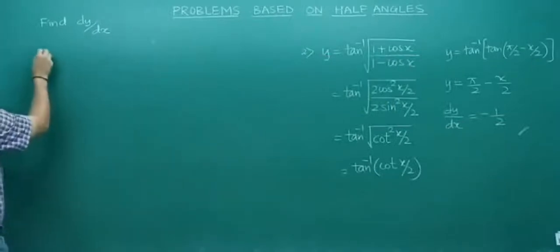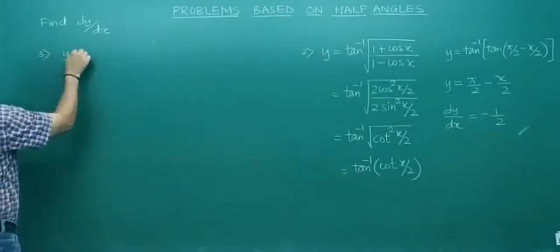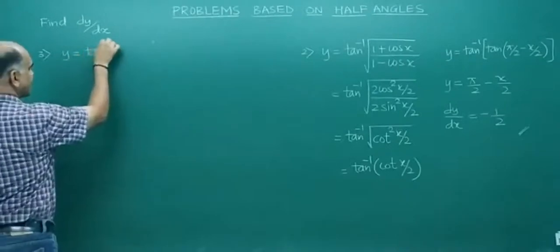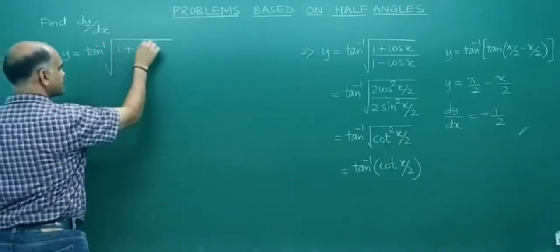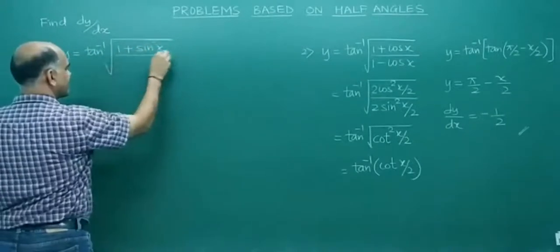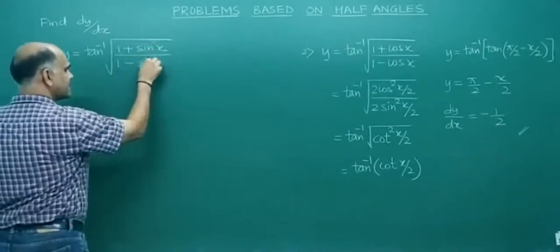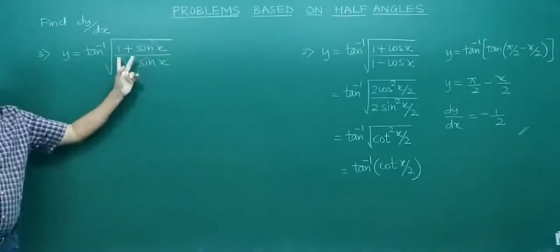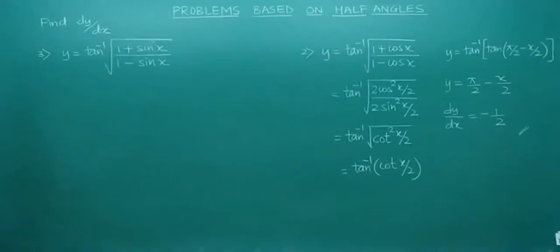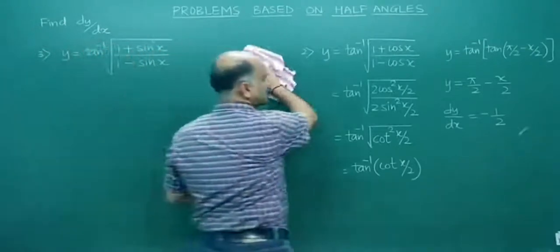Similarly, third one, y is equal to tan inverse root of 1 plus sin x divided by 1 minus sin x. Again you can try, apply half angle formula for both numerator and denominator.